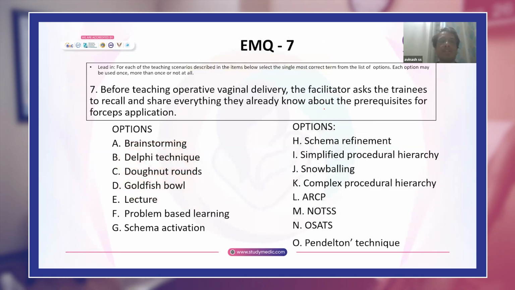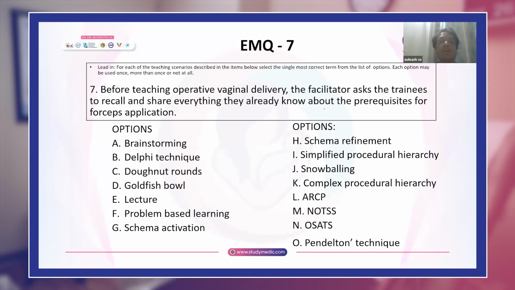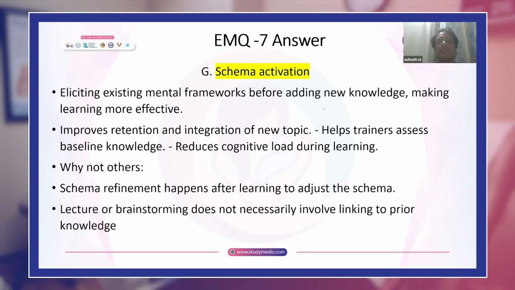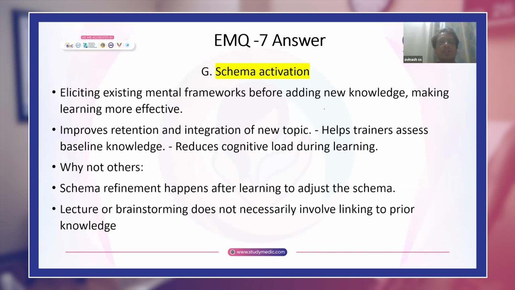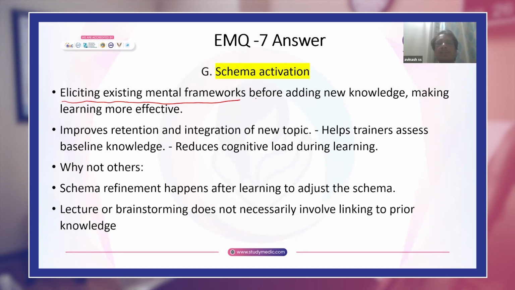Another scenario is, before teaching operative vaginal delivery, the facilitator asks the trainees to recall and share everything they already know about the prerequisites of forceps application. That means knowledge is being sought, that is, memory is being tested, and they are asked to recall. That is, a schema of knowledge is getting activated by these questions. So the schema are nothing but eliciting existing mental frameworks. Okay, already existing mental frameworks.